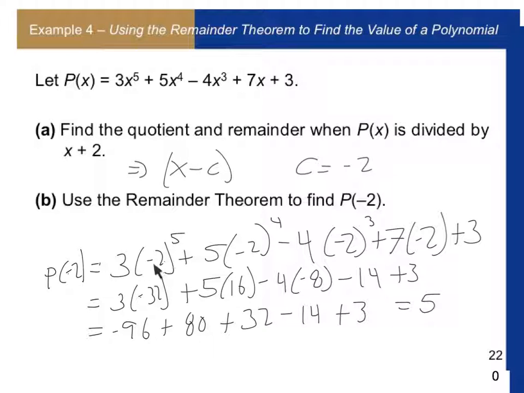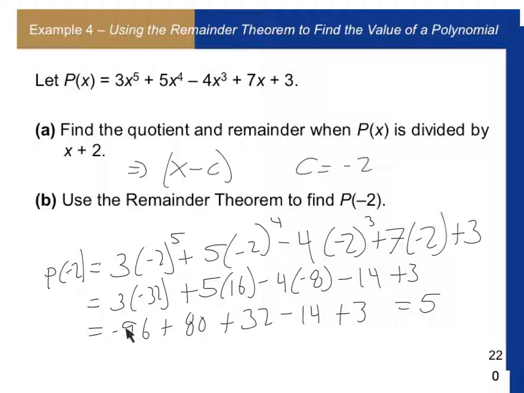Make sure you use parentheses on minus 2, because that's where our x is. Plus 5 times minus 2 to the fourth, minus 4 times minus 2 cubed, plus 7 times minus 2, plus 3. Minus 2 to the fifth is minus 32. Minus 2 to the fourth is plus 16. Minus 2 cubed is minus 8. And 7 times minus 2 is minus 14. And then plus 3.